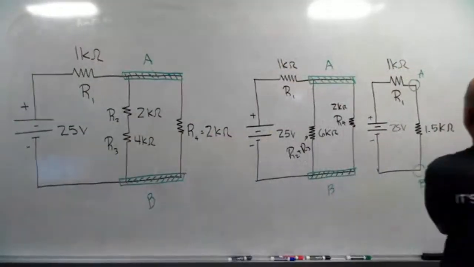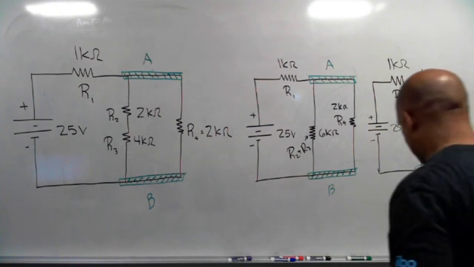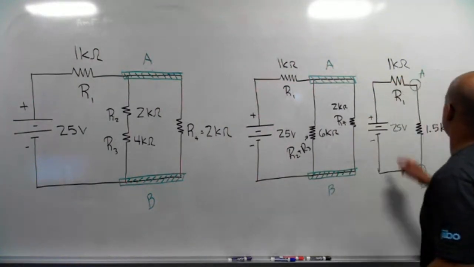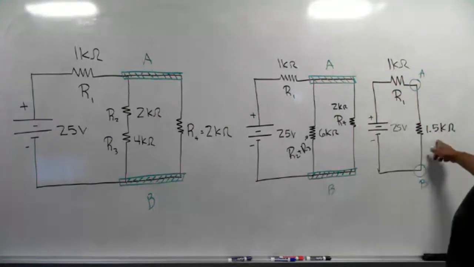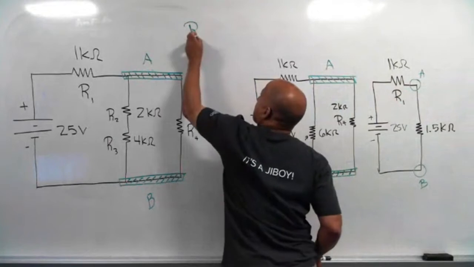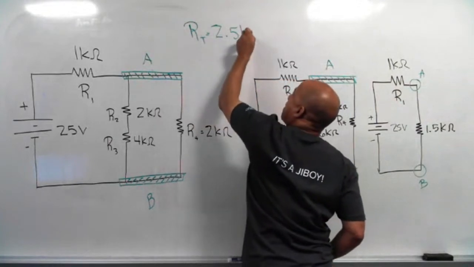Okay, so let's go ahead and solve this. I have a series circuit, and when I know all the values in the series circuit, there are several steps I go through. That's the same for any and every series circuit. I first find my total resistance, and for this circuit, my total resistance is 1K plus 1.5K. Total resistance is 2.5K ohm.